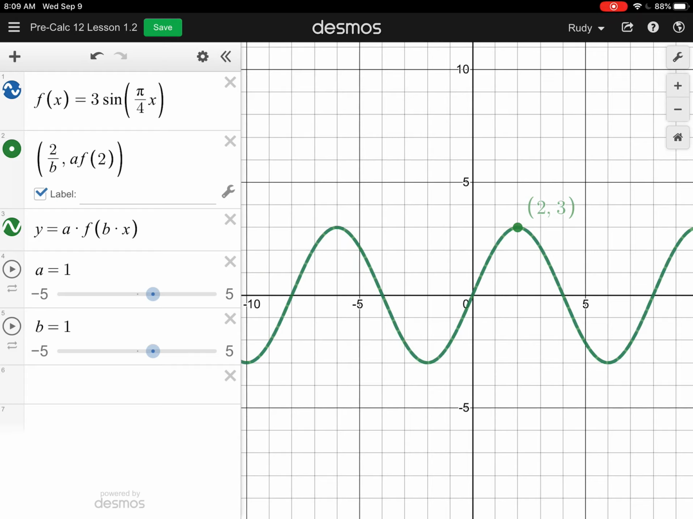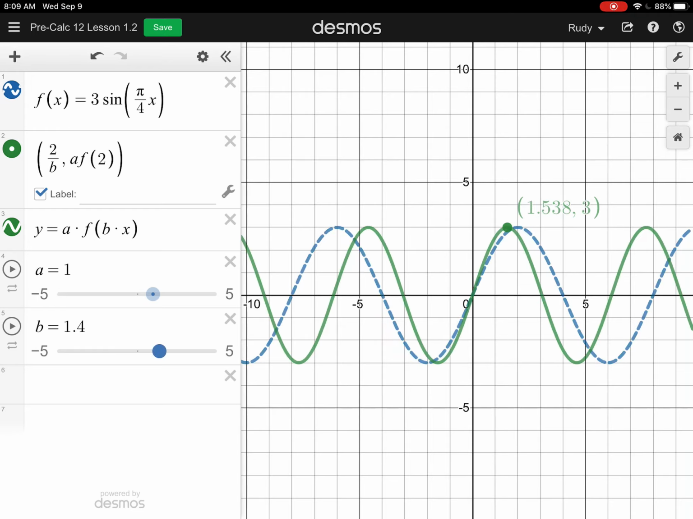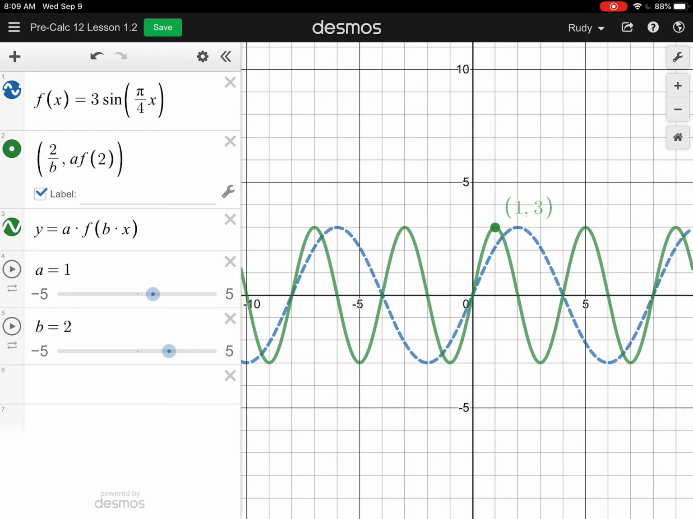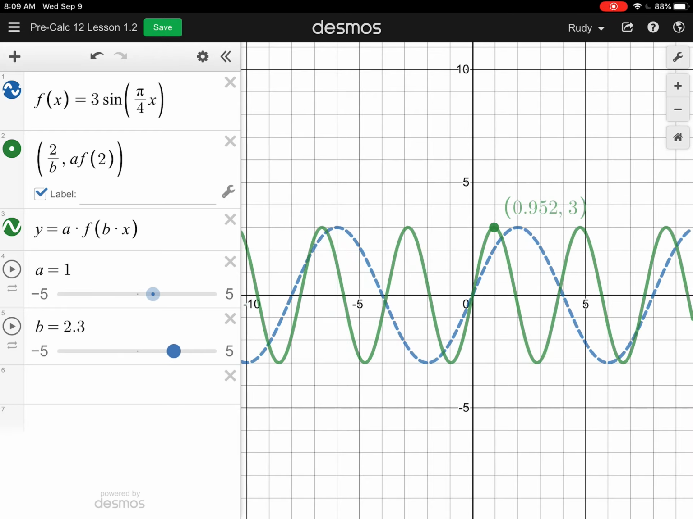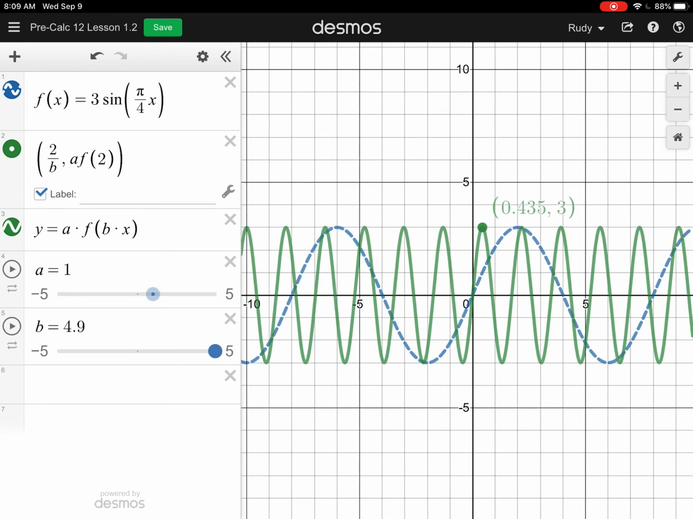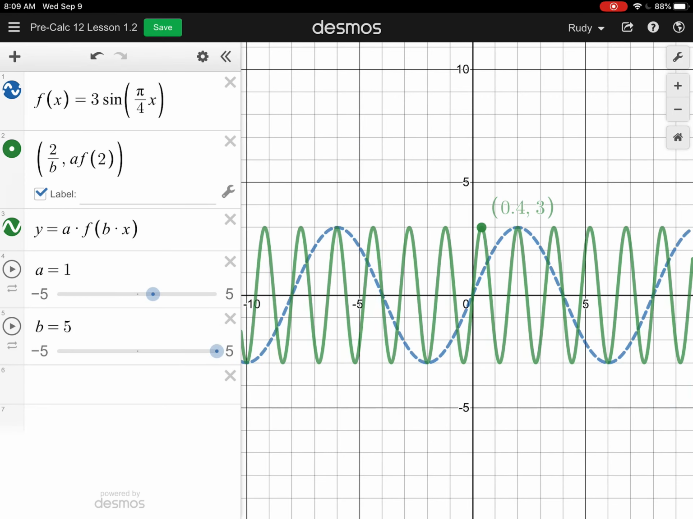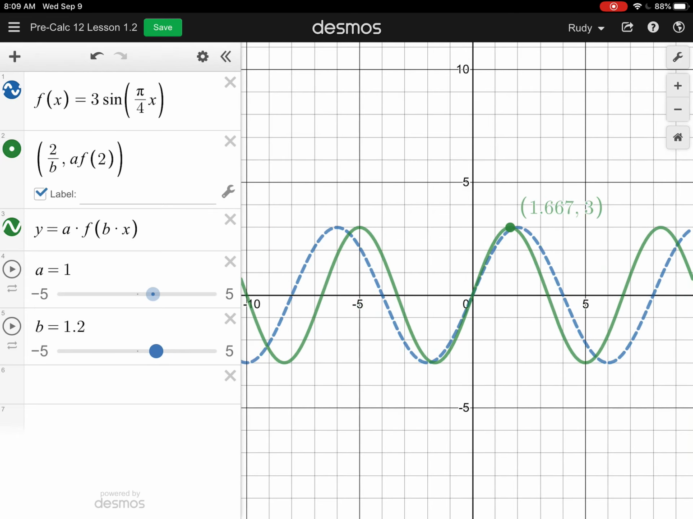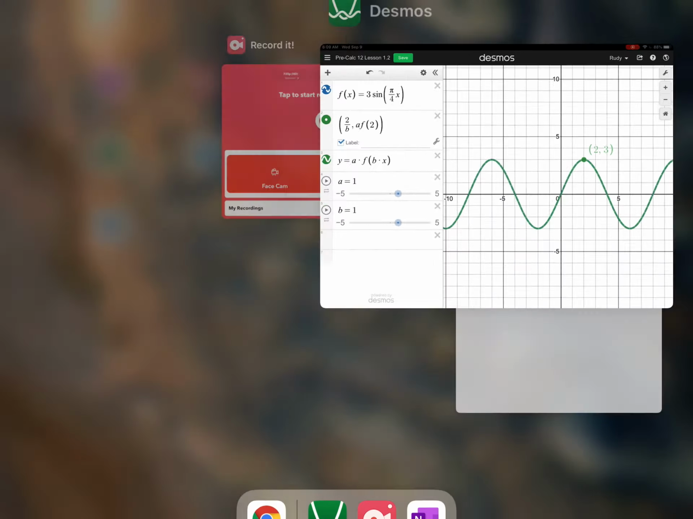a, but I'm going to leave a at 1, times f of b times x. And so when b gets larger, I'm going to bring b up to 2. Notice it gets compressed. All my x-coordinates are being shrunk. All my x-coordinates in this case are being divided by 2, or divided by 3, or divided by 5. If you look at this graph, the difference between the graph in green and the graph in blue is that every x-coordinate has been divided by 5. Because multiplying by 1/5 is the same as dividing by 5. And so let me just put this back to 1 for a moment and go back to here.